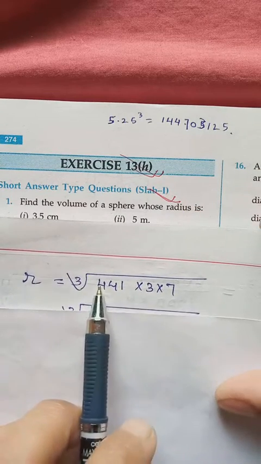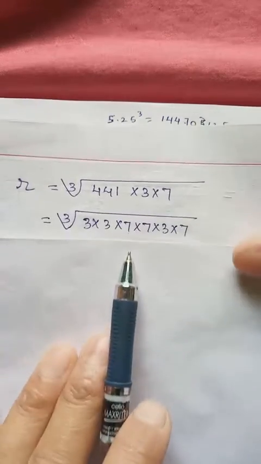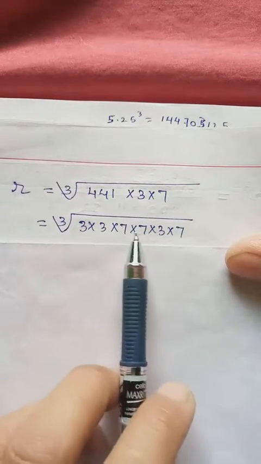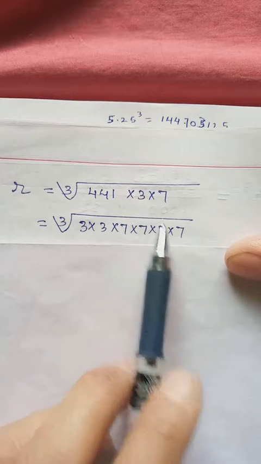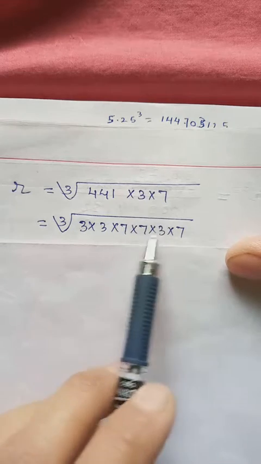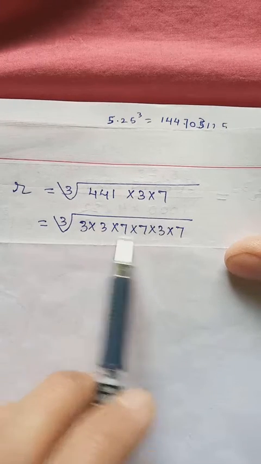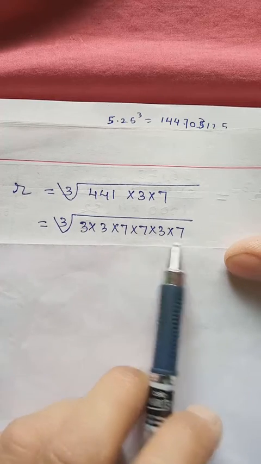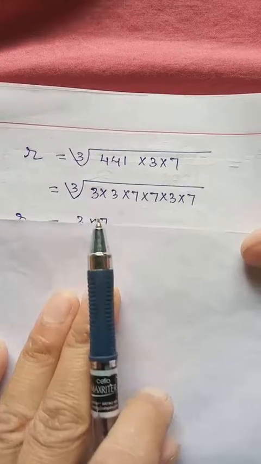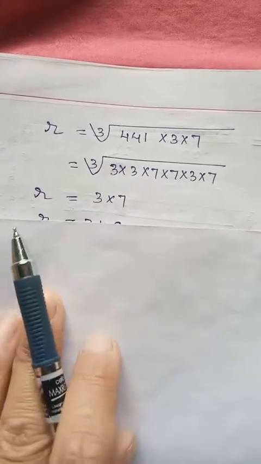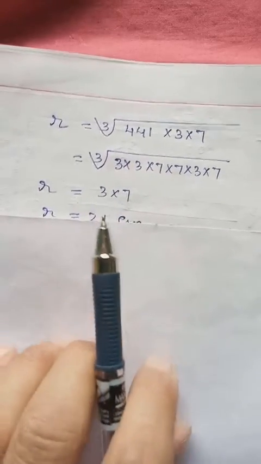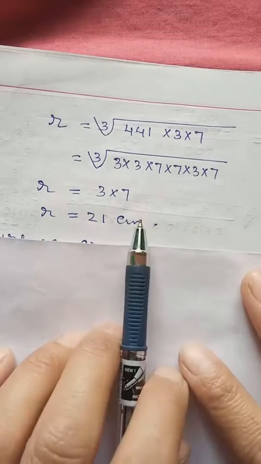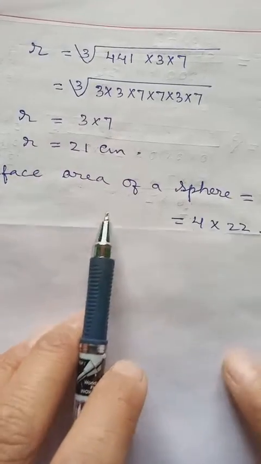Okay, so now you split 441. It can be split as 3 into 3 into 7 into 7. Then here we already have 3, 7. Then from here you see we have 3 cube. So we can take out 1. Then 7 also we have 3. We can take out 1. So remove the cube root. Okay. Then 3 into 7 we get 21. Now we get the radius. We can find the surface area.